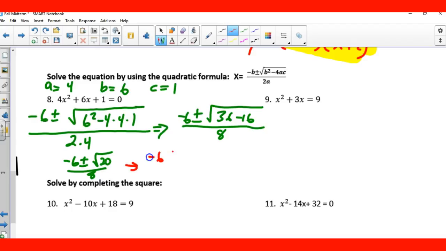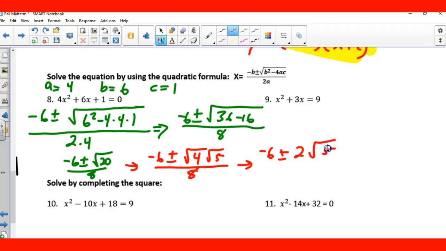So it's negative 6 plus or minus the square root of 4 times the square root of 5 all over 8. Now look, I did this because I'm trying to make the square root of 20. Well, the square root of 4 is 2. So negative 6 plus or minus 2 square root of 5 all over 8.